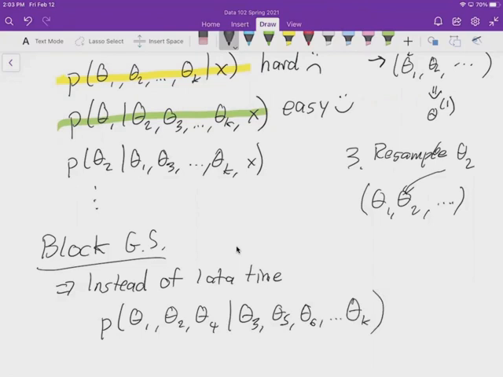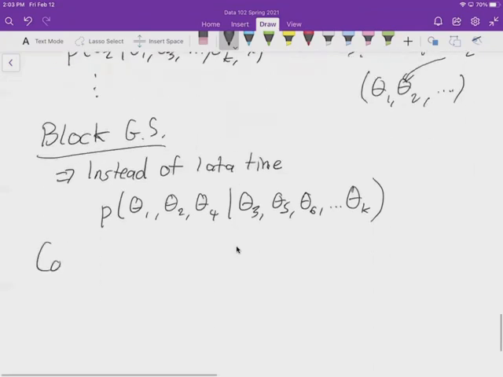Maybe it turns out that 1, 2, and 4 have a multivariate normal. So this really depends on the structure of your model. Anytime you can get away with this, you should, because it's a lot more efficient, right? You're changing more things at once. You're resampling and refreshing your samples more. That tends to be better.